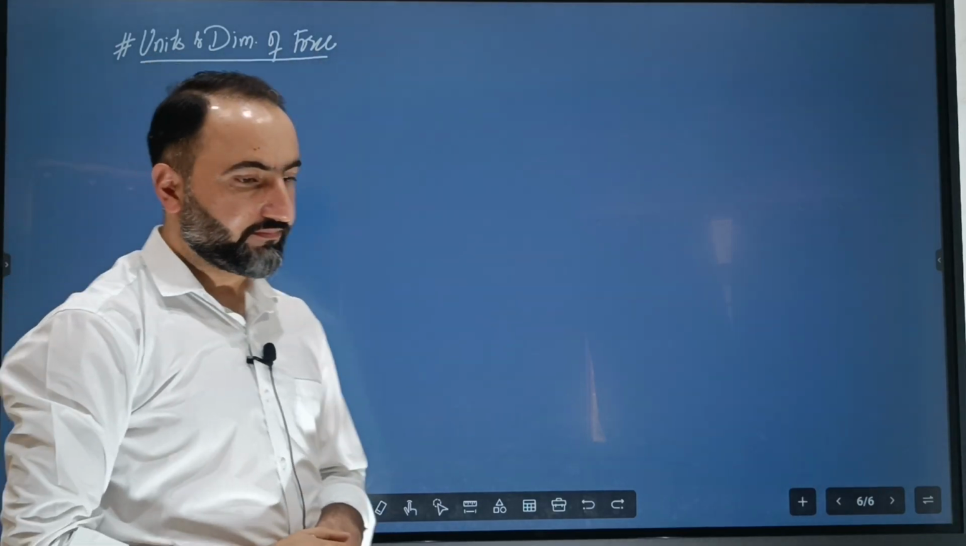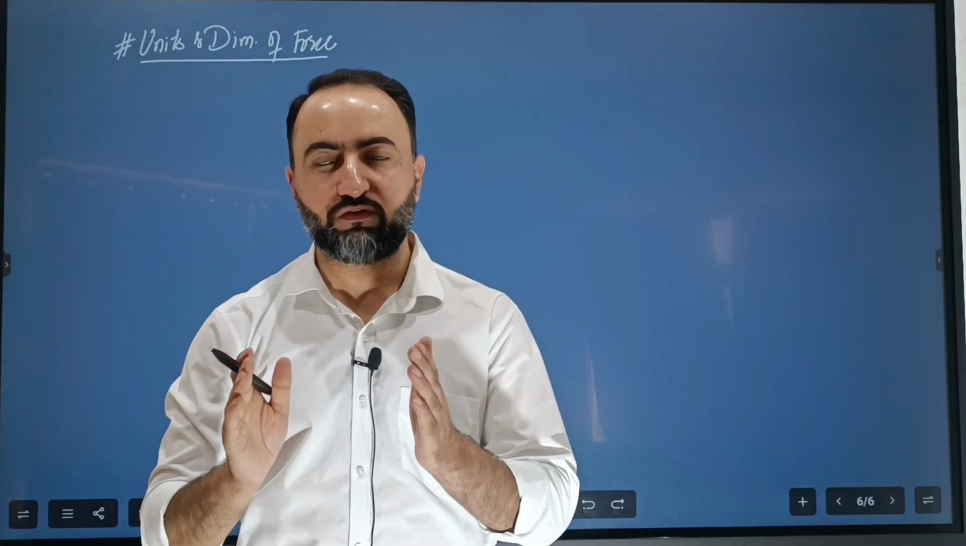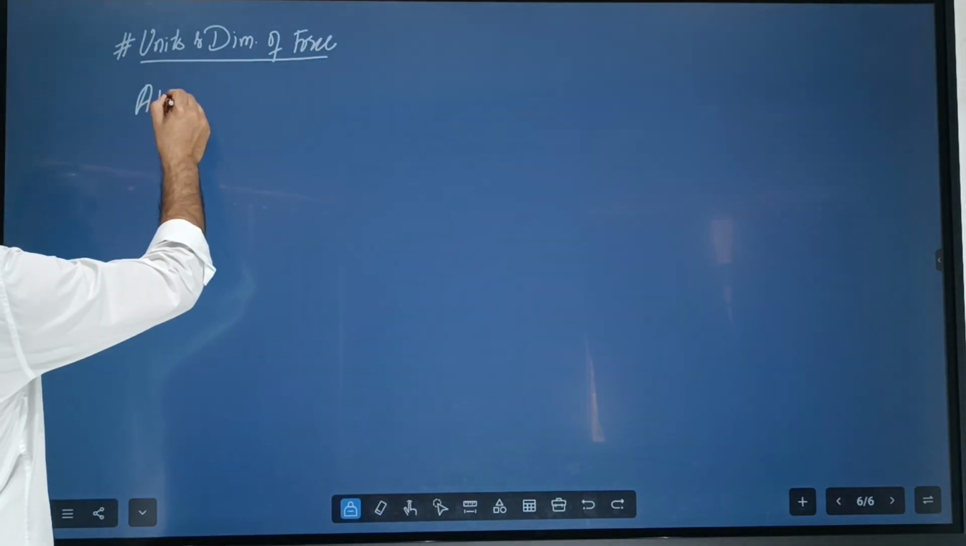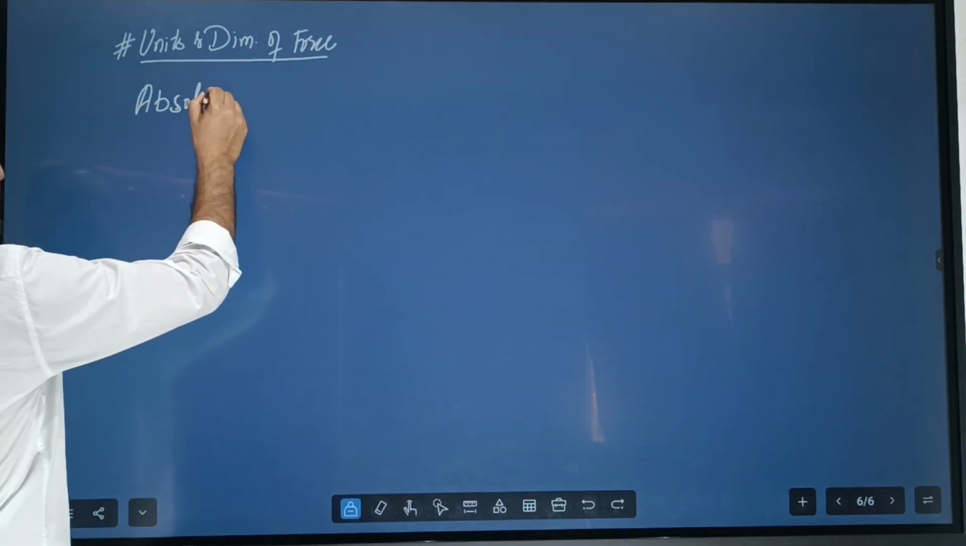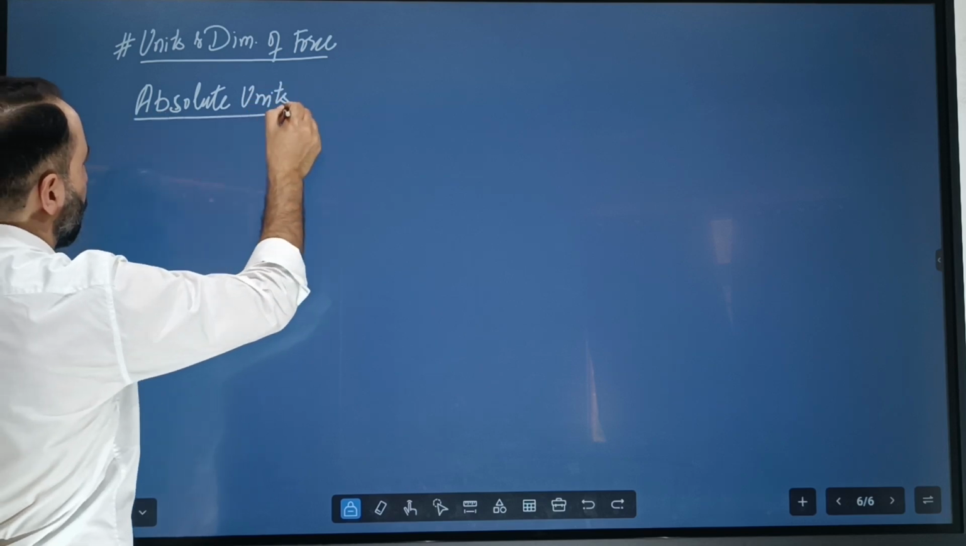Alright, okay. First of all, the units of force are classified in two categories. One we call absolute units, and second we call gravitational units. Okay, so let me discuss one by one. First of all, absolute units.